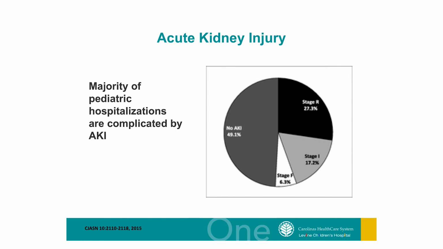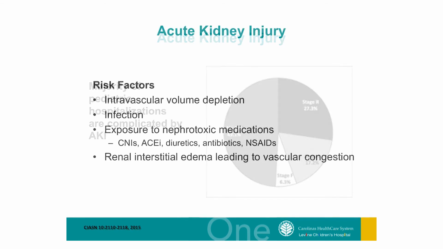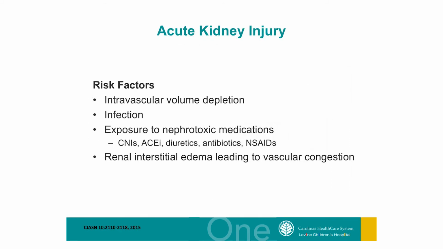I was going to spend just a second talking about acute kidney injury in the pediatric population. The majority of pediatric hospitalizations are complicated by some degree of acute kidney injury in the nephrotic population. It's much more commonly recognized and talked about in the adult world, but some recent studies are coming out that anywhere between 30 and 40% of kids who are admitted with a flare in their nephrotic syndrome will have some degree of acute kidney injury.